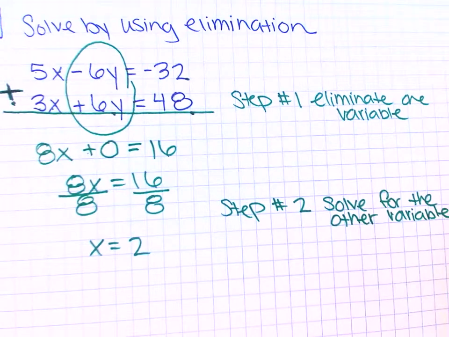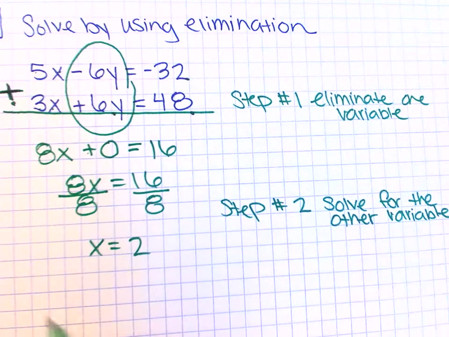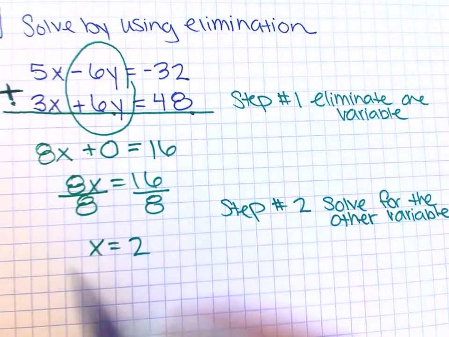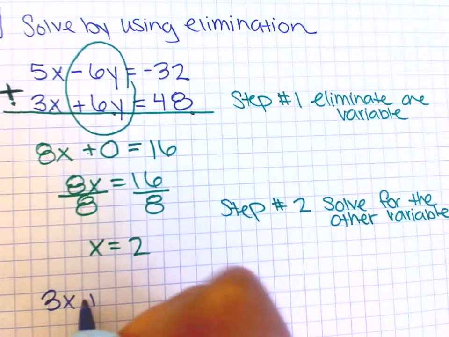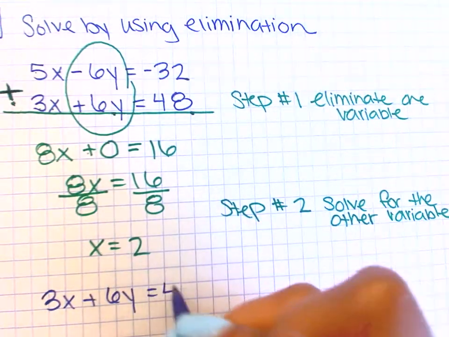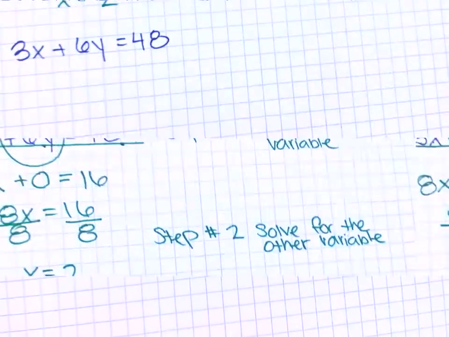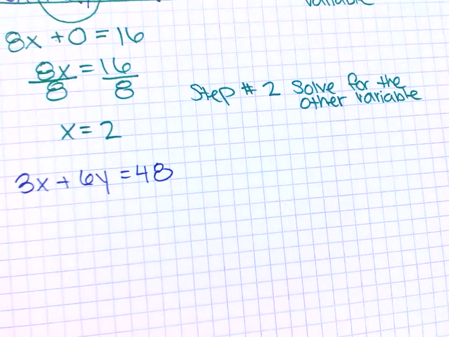Now we need to do step number 3, which is to solve for the eliminated variable. So I'm going to pick an equation, plug x into it to solve for y. Okay? So I'm going to pick the second equation because I like that one. 3x plus 6y equals 48. That's the equation that I'm going to choose to plug x back into to find out what y is. So it's substitution, but you did it by elimination. You eliminated one variable first, then you substituted it.